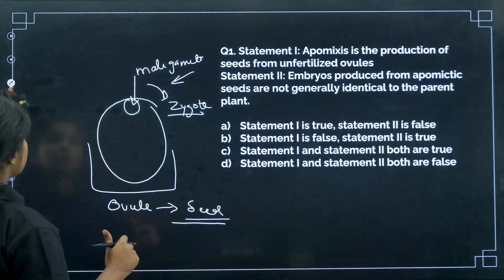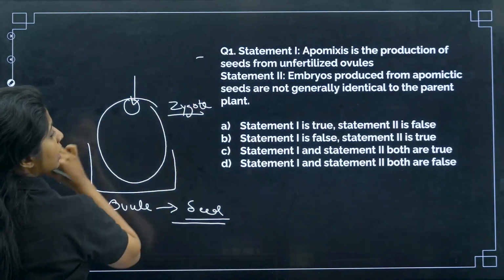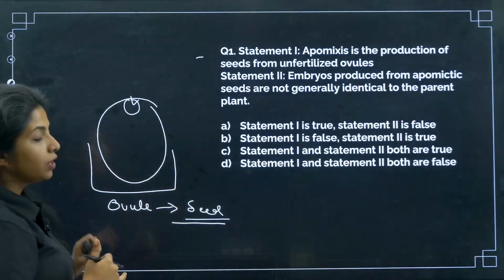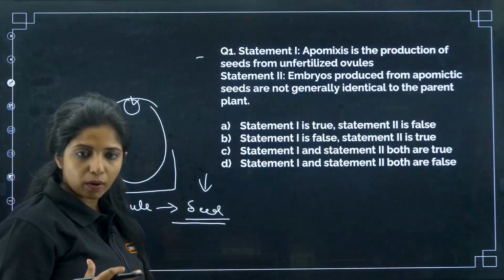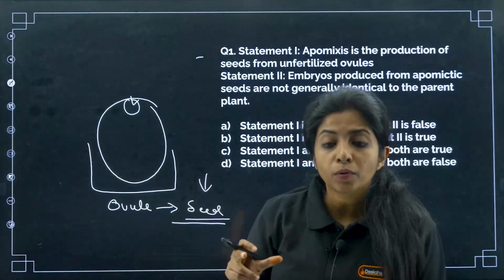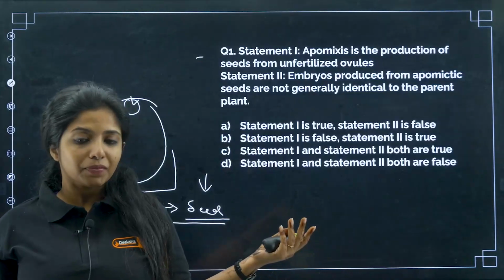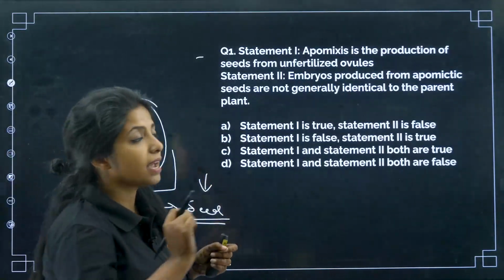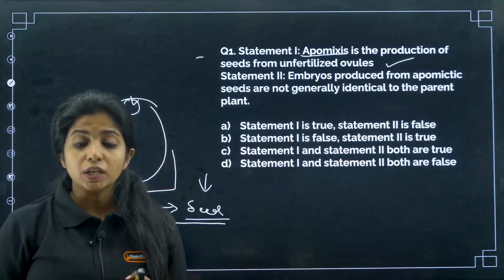So apomixis is actually a procedure where you do not need the male gamete to come and fertilize. Basically what happens, this unfertilized ovule itself will now be turning into a seed, and it's not found in all the plants, my dear children. It's found in a very limited number of plants. So there is no need of fertilization, still the ovule will become seed, and this process is known as apomixis. So this is entirely correct. Statement 1 is true. What about statement 2?